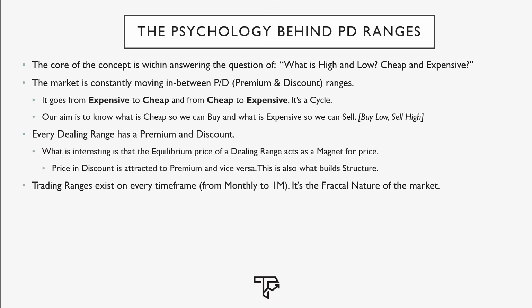Now, trading ranges exist on every time frame, from the monthly time frame to the 1 minute. And this is the fractal nature of the market. So you're going to have these PD ranges on every single time frame. And exactly because of that, you really have to systemize your PD ranges and have very specific time frames on which you actually draw them.